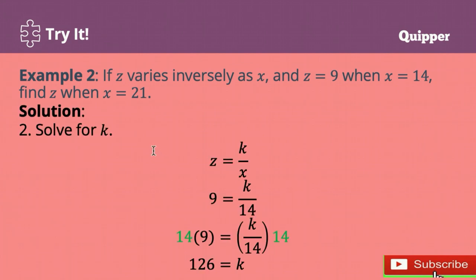Next, use the value of z, which is 9, and x, which is 14, to solve for k. Z is equal to k over x. Substitute the values for z and x. We have 9 is equal to k over 14. Then multiply both sides by 14. So we have 14 times 9 is equal to 126. And k over 14 times 14 is just k.